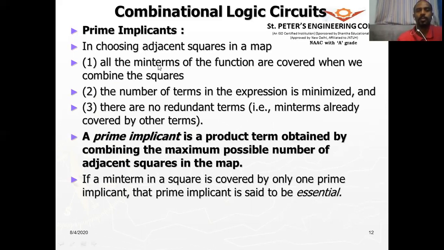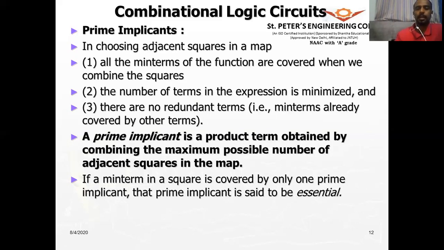When we choose the adjacent squares in the map, all the min terms should be covered. Those are called prime implicants. It will cover the majority of them. In other words, a prime implicant is a product term obtained by combining the maximum possible number of adjacent squares in the map.